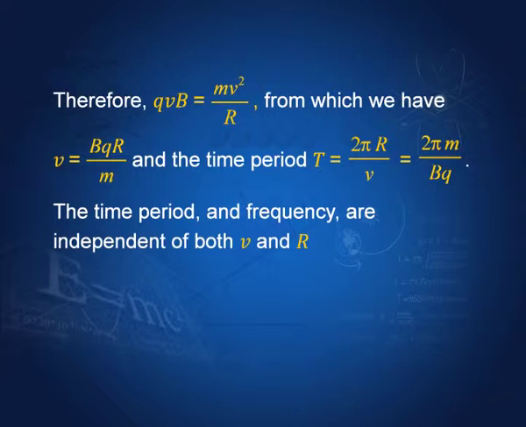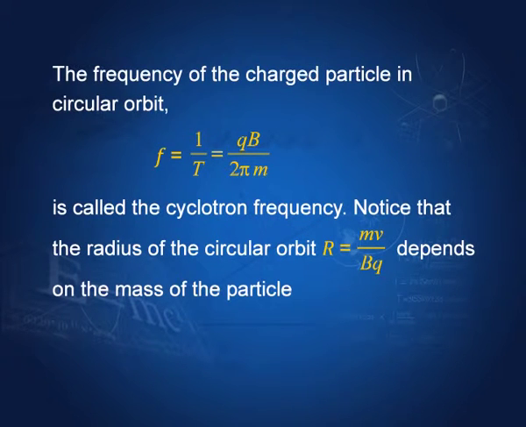The reciprocal of this time period would be the gyro frequency or cyclotron frequency, and this is independent of both v and r. The frequency or the time period, they are independent of both v and r. It depends only on the mass of the particle, charge of the particle, and the magnetic field. The cyclotron frequency is given by 1 by T, which is B q by 2 pi m.